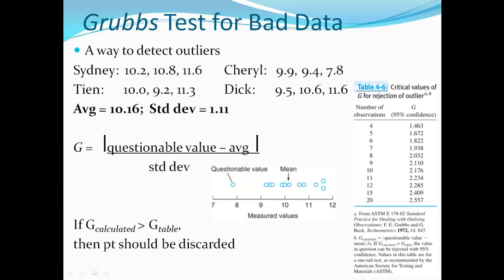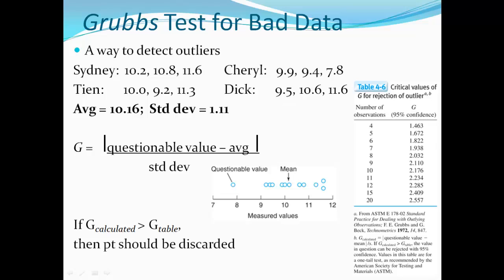The last thing I want to talk about in this video is how do you detect outliers? For example, if you have a group of 4 people that get these measurements and all of them pretty much are in the range of 10 and 9 and 11, but then you've got one, which is Cheryl, and she gets 7.8. Now, how do you know if you keep that? Is it a real measurement, or was it a fluke that shouldn't be incorporated into the rest of the measurements? We have a test that can tell us that, and it's called the Grubbs test for bad data.